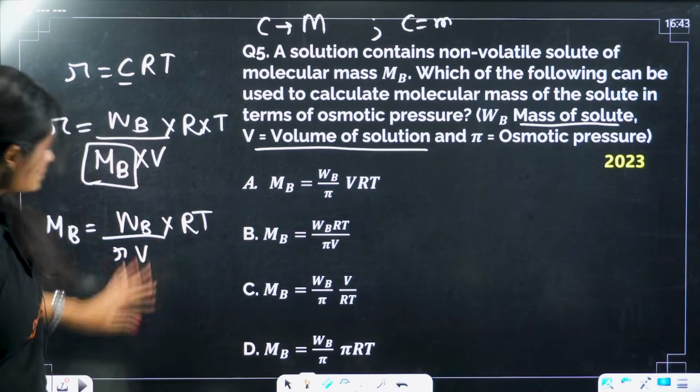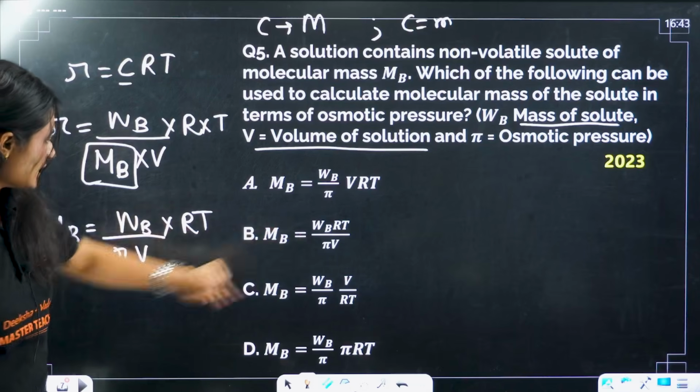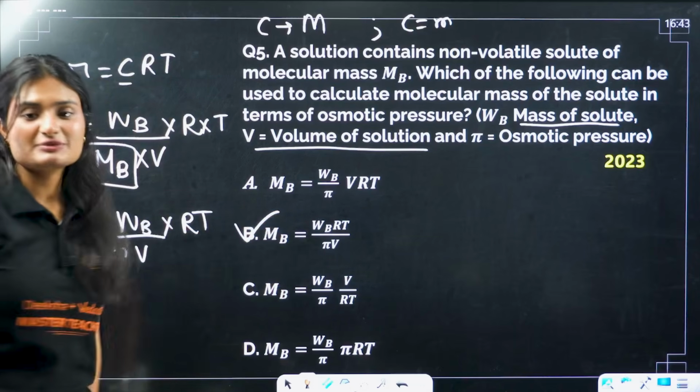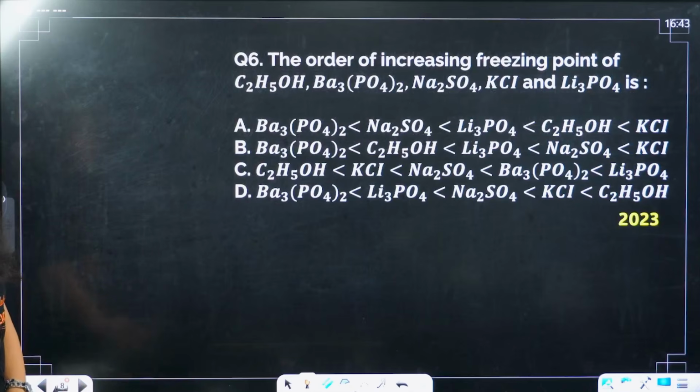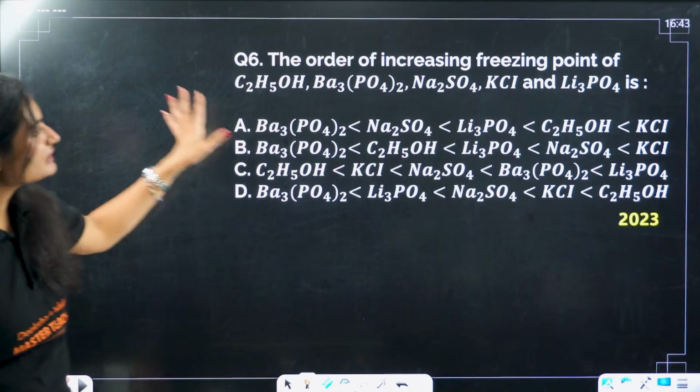Which is the closest one to this? WB RT by pi V. That means option B is your correct answer. Okay, next question. The increasing order of freezing point.